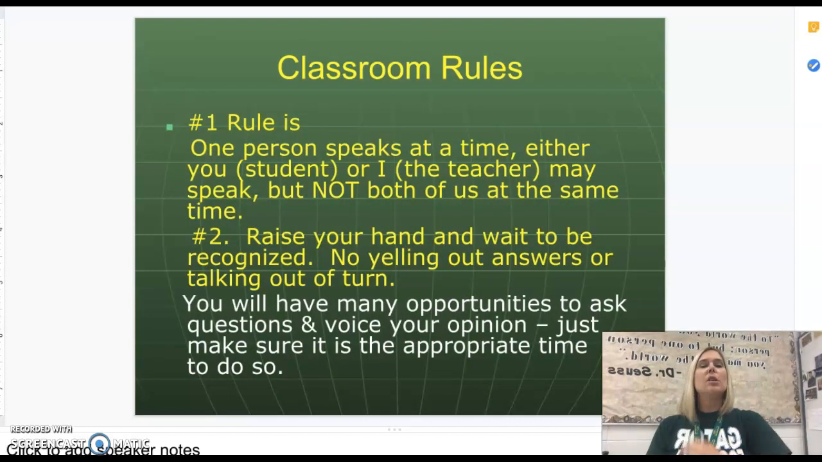Let's start talking about the classroom rules. Now again, I know not all of you are here in person, but that may change during the school year. So we have to be prepared for any kind of change.